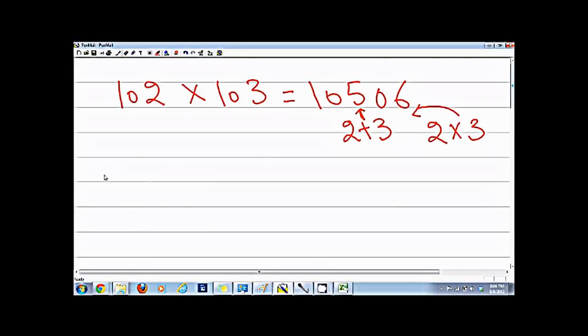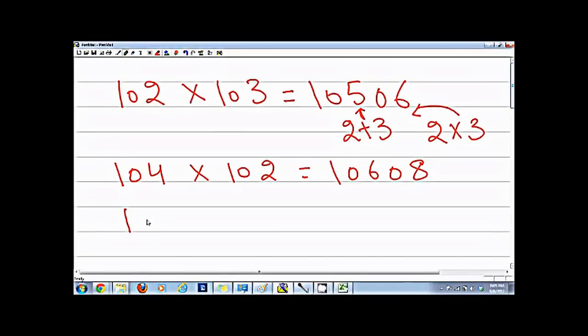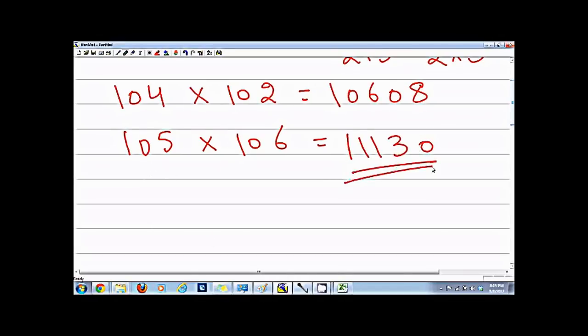Again, if we take 104 and 102, then the answer will be 1, then 4 plus 2 is 6, and 4 into 2 is 8, so the answer is 10608. Again, if we have 105 and I want to multiply by 106, then the answer will be 1, 5 plus 6 is 11, and 5 into 6 is 30, so 11130. So this is a quick way you can multiply numbers which are close to 100.